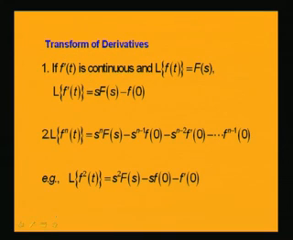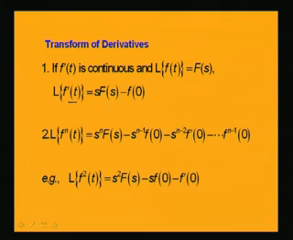Some other property, like transform of derivatives. If you are taking the Laplace transform of the derivative of a function, then that can be given by this. This can be directly found from the first principle, the definition of the Laplace transform. So, the Laplace transform of f dash(t), that is d by dt of f(t), equals s into F(s) minus f(0).